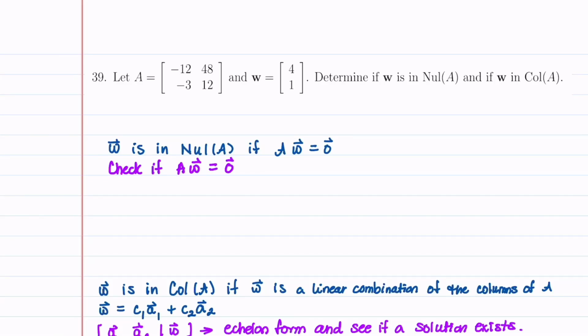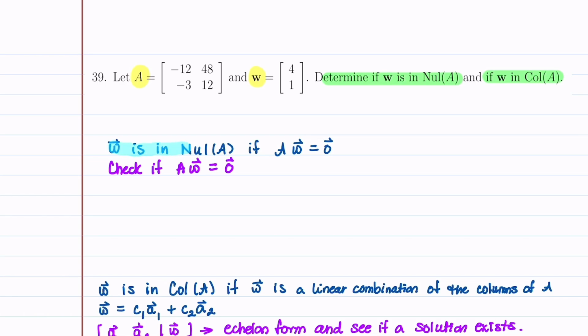In this problem, we're given a matrix A and a vector W, and we're asked to determine if W is in the null space of A and if W is in the column space of A. Before we solve this problem, I want to go over a little bit of theory so that we can understand what we need to do.